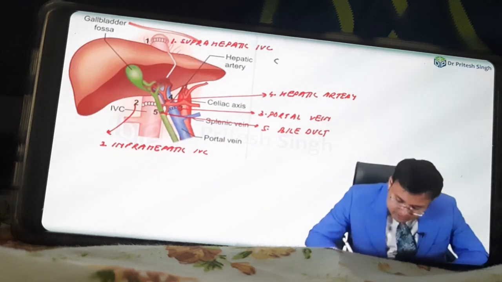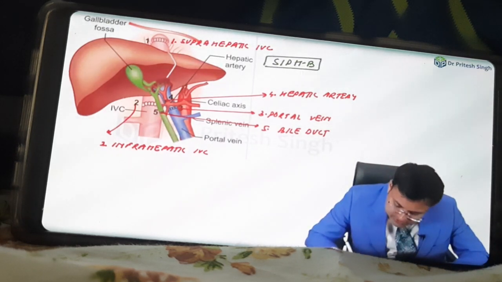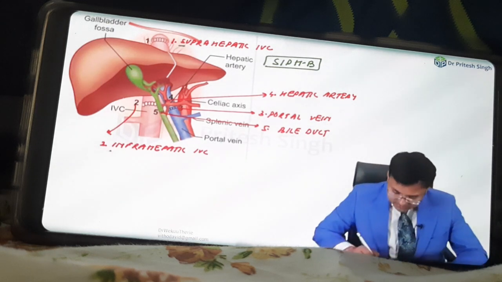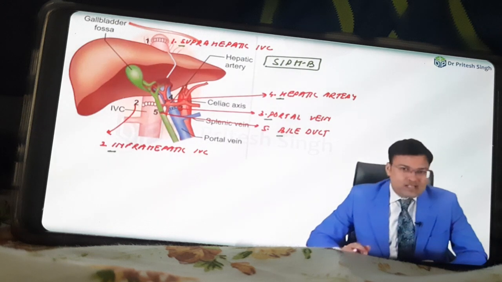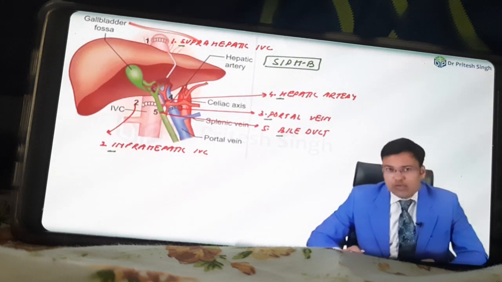How to remember? There is a mnemonic. Mnemonic is SIF-B for the sequence of anastomosis in liver transplantation: suprahepatic IVC, infrahepatic IVC, portal vein, hepatic artery, bile duct. After that, the question is asked, in bile duct anastomosis, which anastomosis is preferred? It is choledochocholedochostomy or choledochojejunostomy.